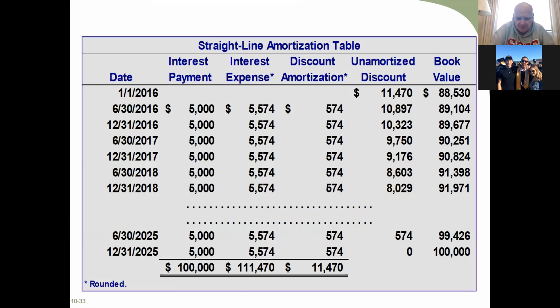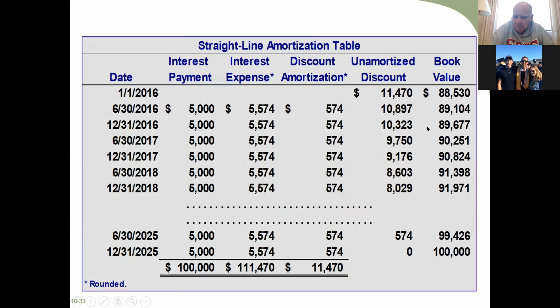So if it was par value, they would get 100,000 right off the bat? No, you wouldn't get 100,000 off the bat. In this case, they only got 88,530, but they still have to pay back 100,000. The present value of $100,000 is 88,530. After 1 year, it's 89,104.